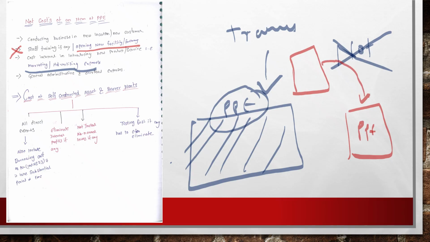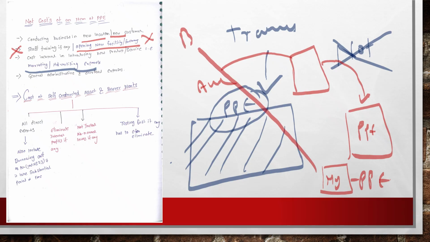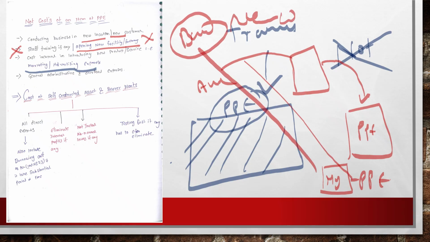So your new facility or new ceremony is completely related to advertisement purpose, not for the cost purpose. Conducting business in a new location or for a new customer, to find any new customer or conducting any new location. Say suppose here you are building in a Hyderabad location, you are building one PPE. But in a Bangalore location, if you want to conduct any new business, that new business should not add to the Hyderabad location business. That is also not included in the PPE.